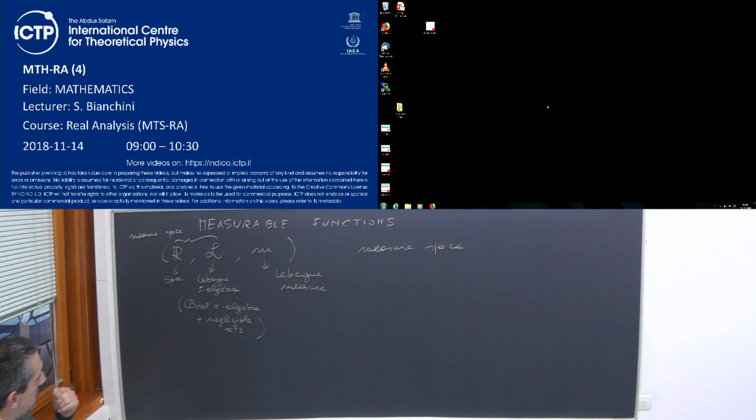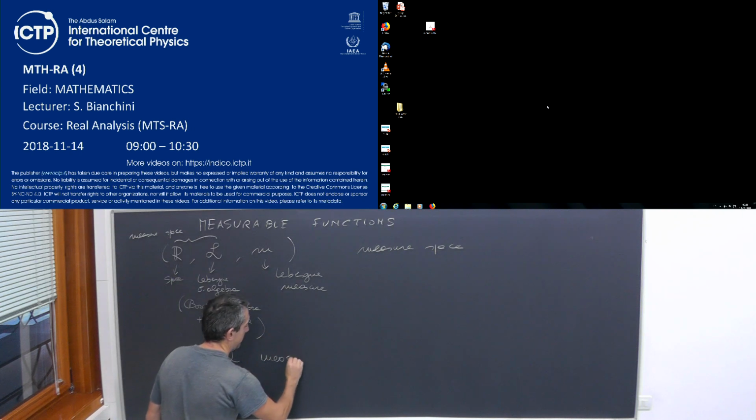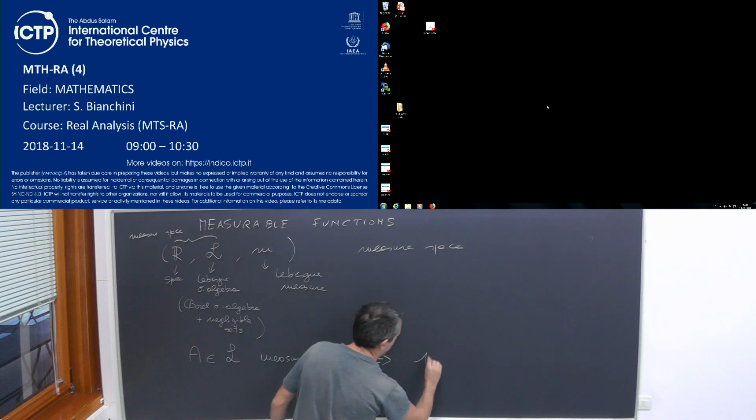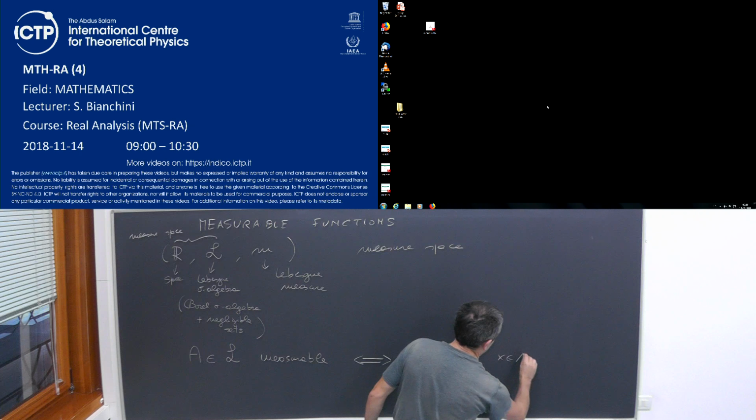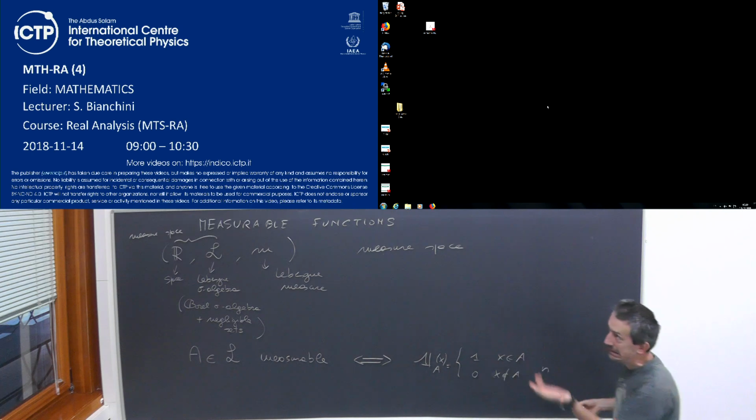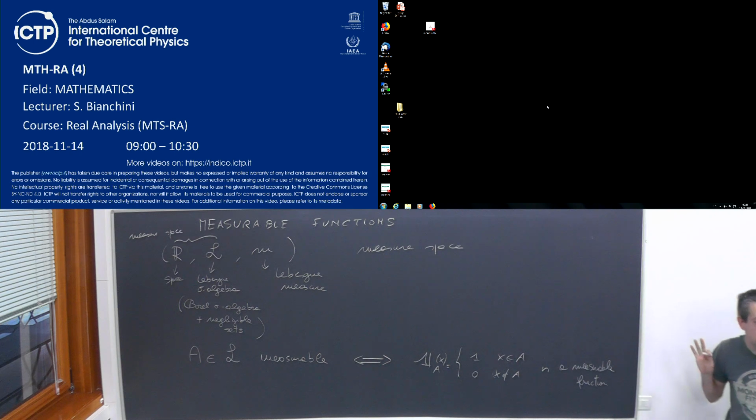Okay, so let me give you the fundamental thing to say what is a measurable function. So let's say if A is in L, so it is measurable, I certainly want to have the following equivalence: that the indicator function of A, which is 1 or 0, is a measurable function. Do we agree on this step zero?